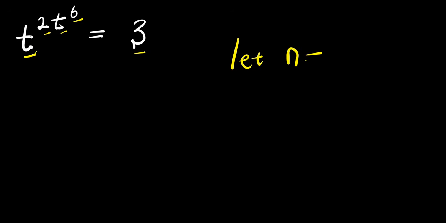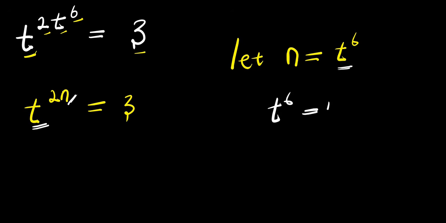I can say let n equals t power 6. So we are simply going to have t power 2 times n equals 3. Now, if you observe this, we have t variable here, we have n variable here, which is difficult to solve. Now, I want a situation where we are going to have similar variables. So let's make t the subject from here. We have n equals t power 6, meaning t power 6 equals n.